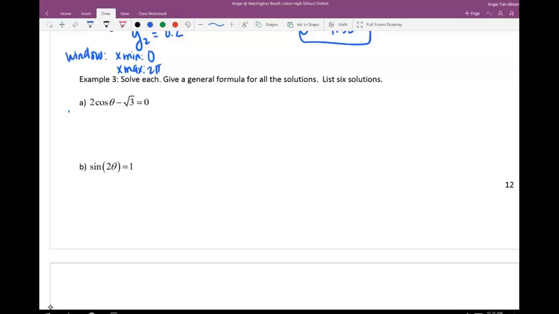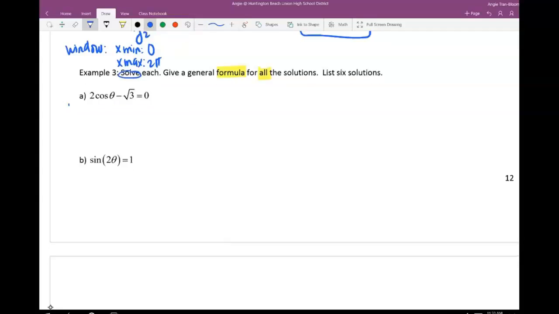Example 3. Solve each. Give a general formula for all solutions. So I want to highlight this word right here: all solutions. List 6 solutions, okay? So first you're going to give me a formula for all of them, and then you're going to list 6 of them. So solve, you're going to do it old school, okay?